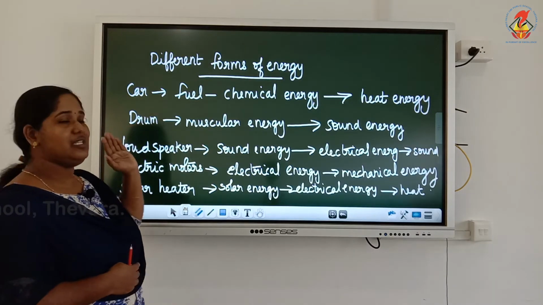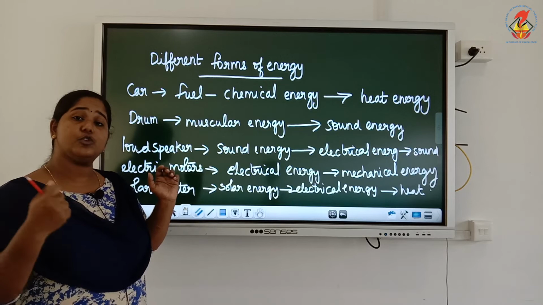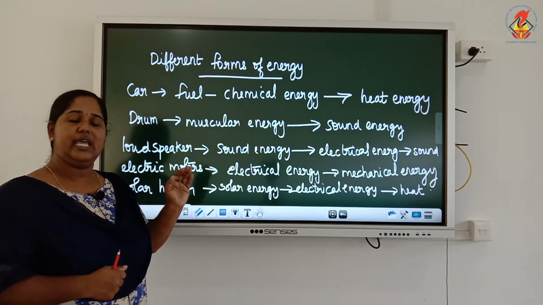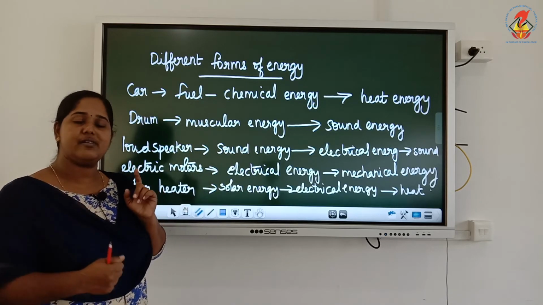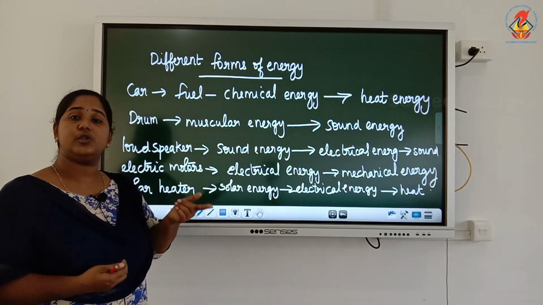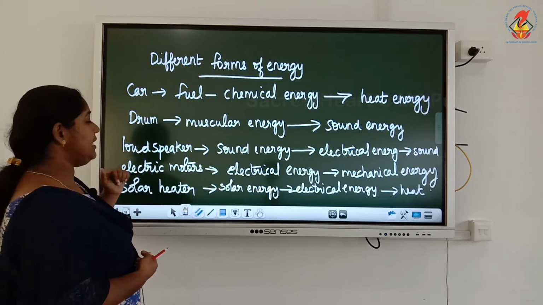Okay. Second one is drum. Beating a drum, you will hear sound. Which energy is used to beat a drum? Muscular energy. You use your muscles, isn't it? Muscular energy is converted into which energy? Sound energy. When you beat a drum with muscular energy, you hear sound. So muscular energy is changed into what? Sound energy.